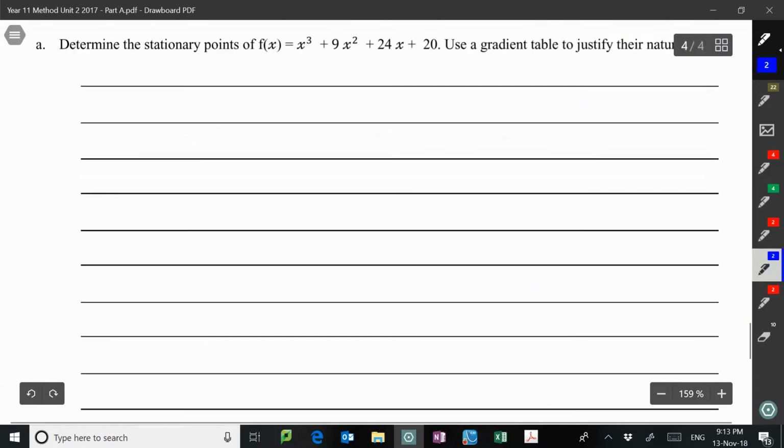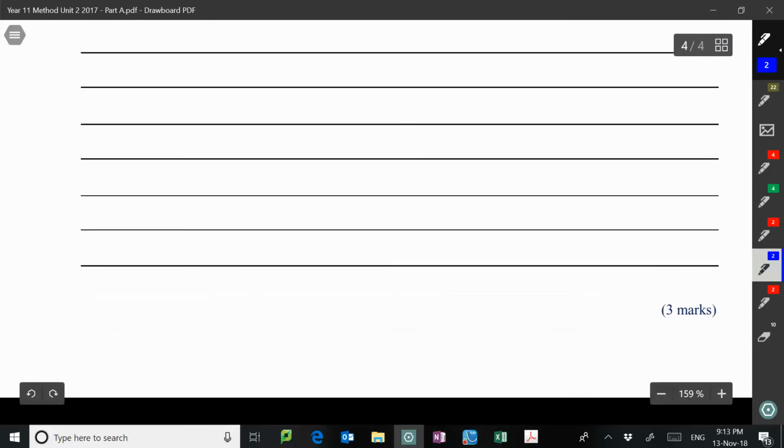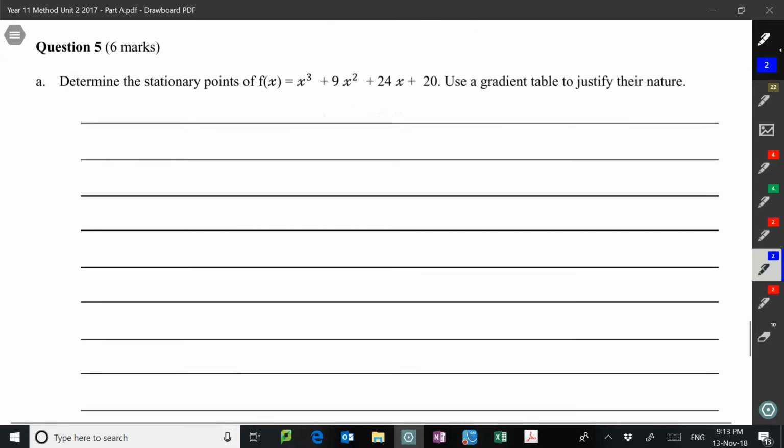Okay. All right. Question 5. Hey, we're on the last page. Woo! Almost there, guys. Here we go.